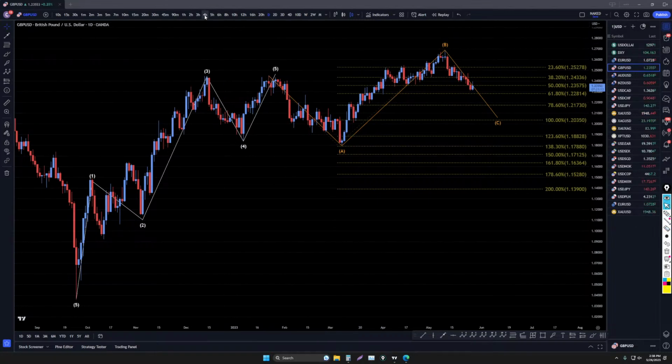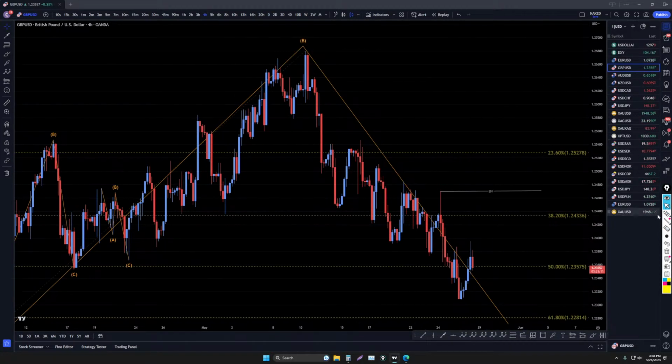So let's take it down to the 4-hour time frame. On the 4-hour time frame, as you can see, this is where we can start to see the lower highs the whole way down. We have a very impulsive move up right here.